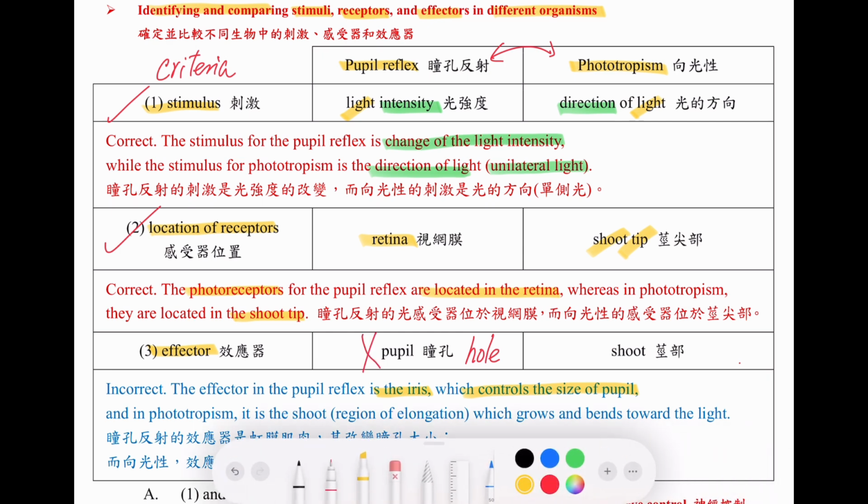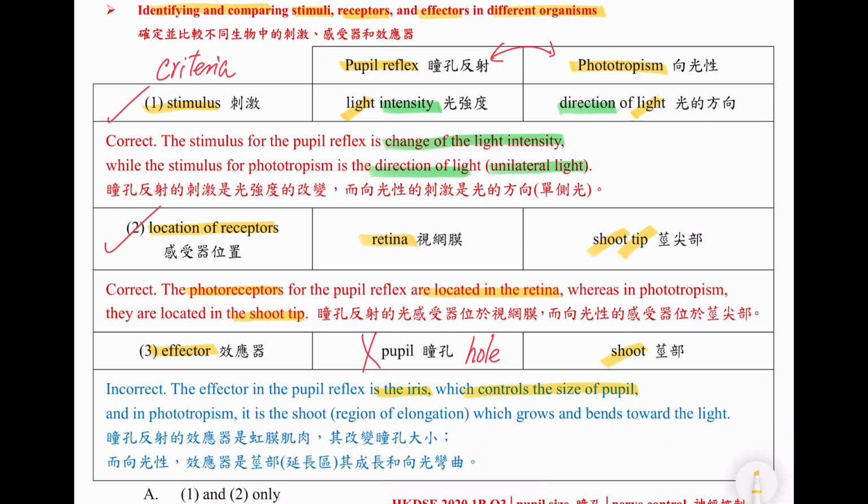And then for the second part, for the shoot, surely the shoot can respond to the direction of the light. It is the region of elongation. So the region of elongation can grow and make the whole shoot bend towards the light. So maybe next time, beware of this. For example, if it changed the answer to shoot tip, surely the shoot tip is not the effector, because it produces the auxin, and the auxin will stimulate the cell enlargement of the region of elongation.